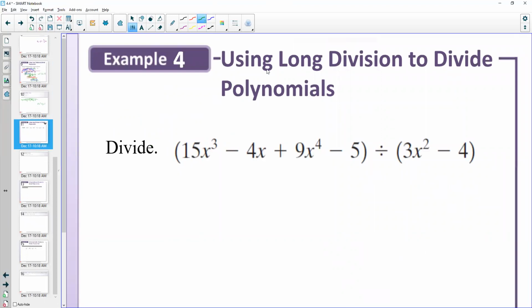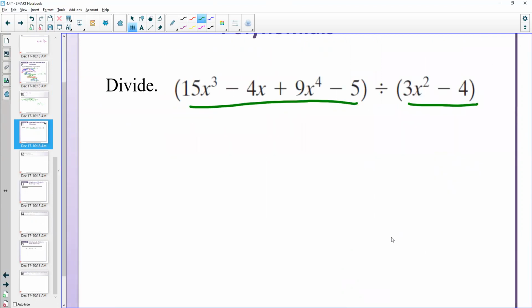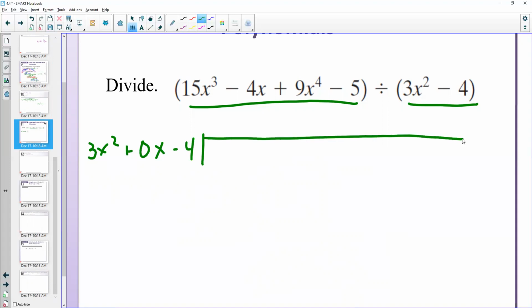This one looks even a little different, okay? Because I have to put this in the right form and I have to put my divisor in the right form. So it applies in both places. So I'm going to first write out my divisor. I'm going to do 3x squared plus 0x minus 4. And the dividend is, let's see, 9x to the 4th. They have to go in order. Plus 15x cubed plus 0x squared. I don't have any of those. Minus 4x minus 5. Okay. And now I'm going to divide.